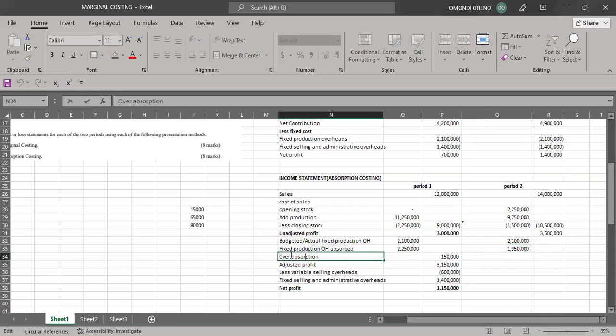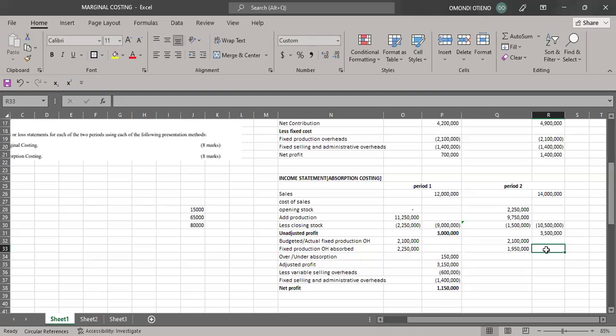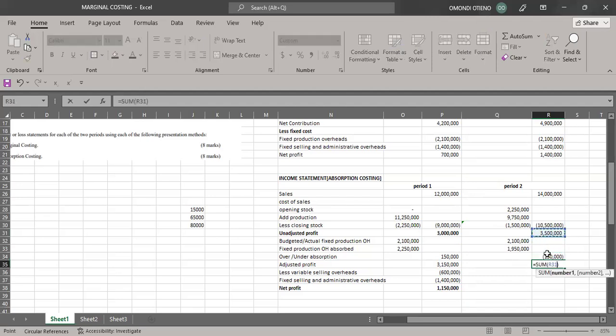So you can talk about over or under absorption. This second one, we are talking about under absorption. When you understate this expense, you will overstate your profit. So this profit is exaggerated by the same amount. I need to come here and deduct the exaggeration, which is 150,000. So that will give me adjusted profit.